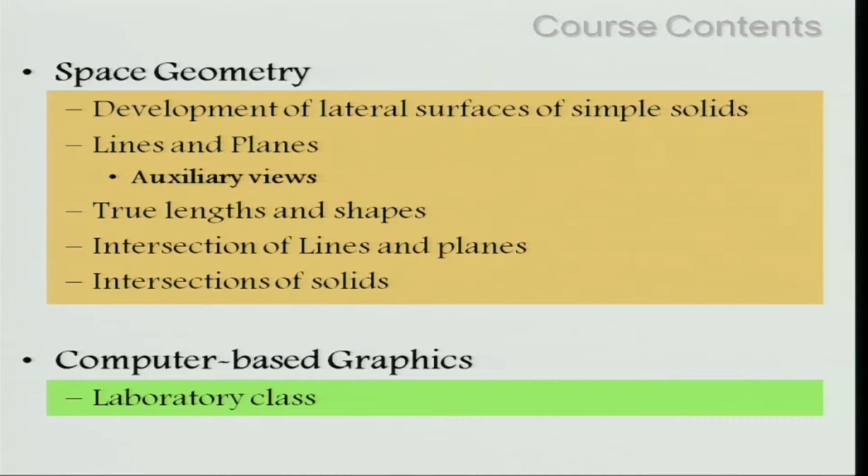Next part of your course content is space geometry. In space geometry, development of lateral surfaces of simple solids, lines and planes, auxiliary views, true length and shapes, intersection of lines and planes, intersection of solids. The last one is computer based graphics or laboratory classes.